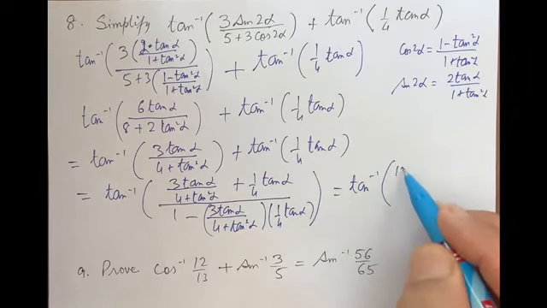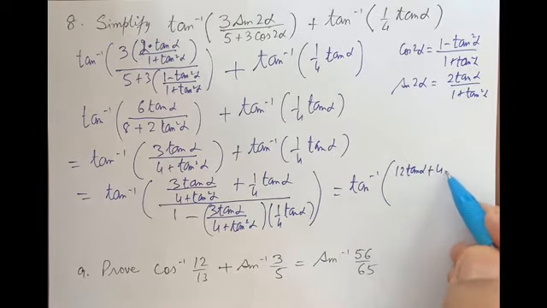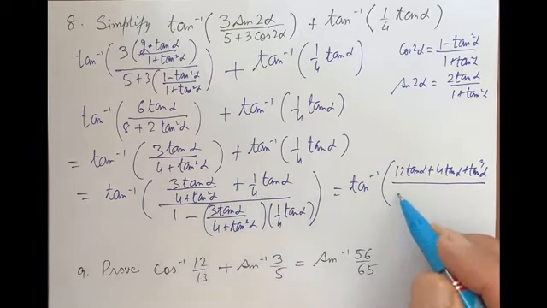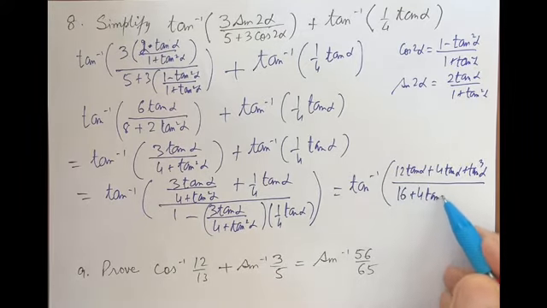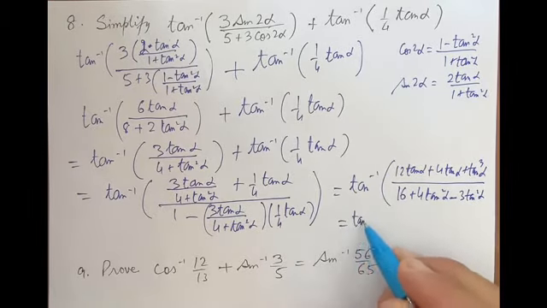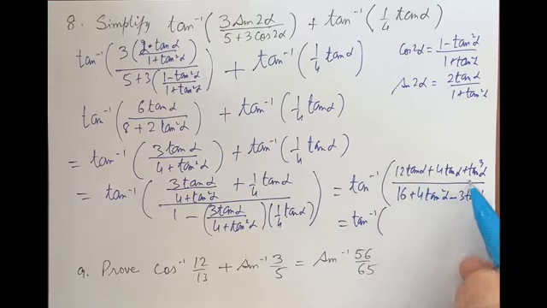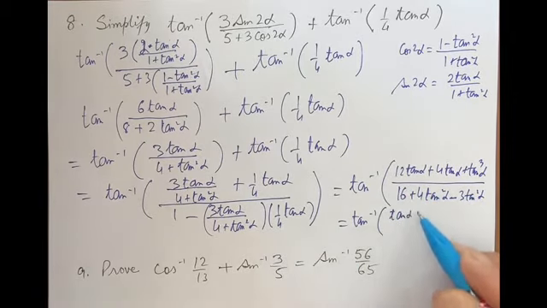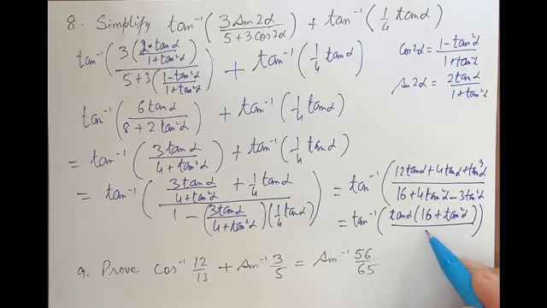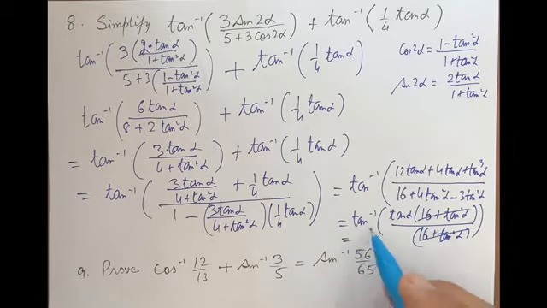This is tan inverse of, take LCM, 4 into 4 plus tan square alpha, that will cancel out. This is 12 tan alpha plus 4 tan alpha plus tan cube of alpha, divided by 16 plus 4 tan square of alpha minus 3 tan square of alpha, which is tan inverse of 16 tan alpha plus tan cube alpha. Let's write tan alpha common, 16 plus tan square of alpha, and the denominator is 16 plus tan square of alpha. So this factor will cancel out. Tan inverse of tan alpha, so it simplifies to alpha.